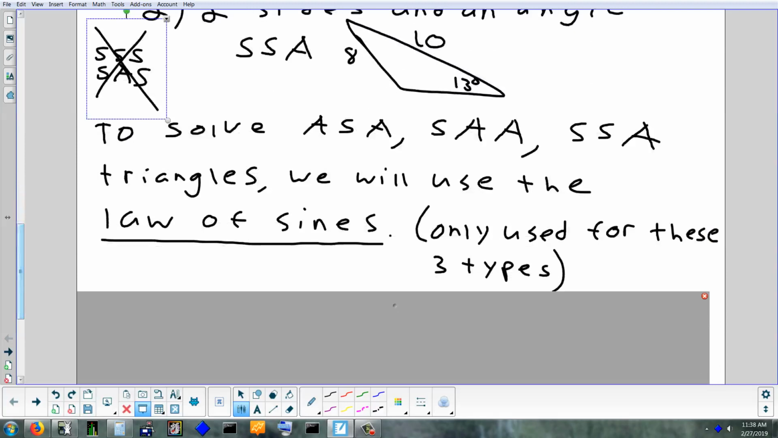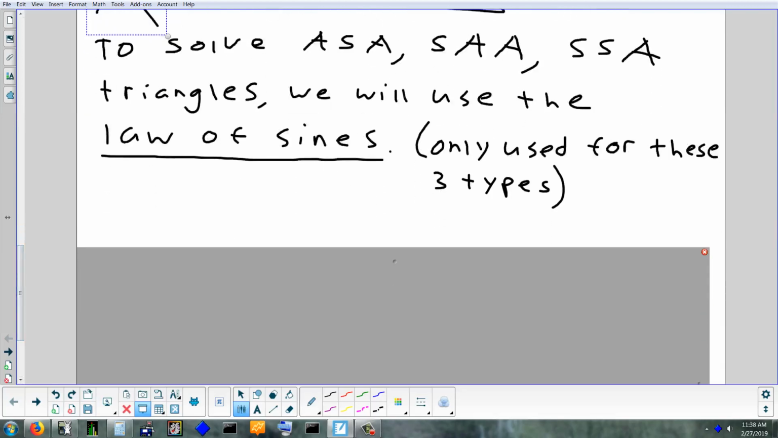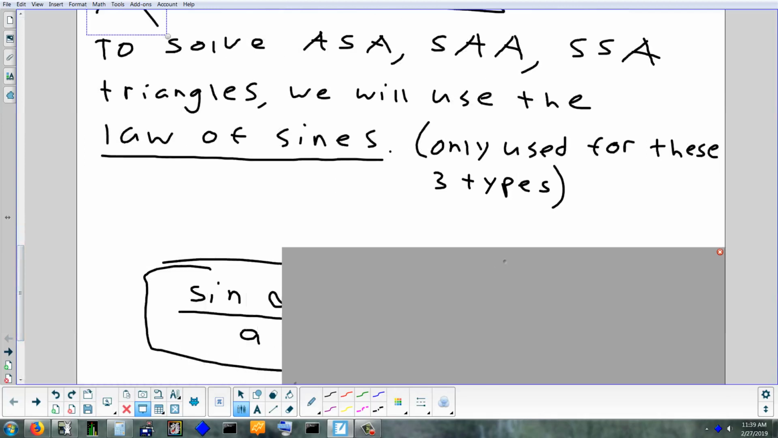So if you want to solve an angle side angle, a side angle angle, or side side angle, any of those three types, and only those three types, you use the law of sines. So the law of sines is basically three fractions. I'll show you the first fraction and see if you can guess what the second and third one are.